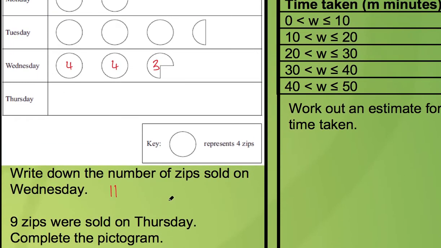9 zips were sold on Thursday, complete the pictogram. So 9 zips is represented by 4, 8 and 1 more, so that is a quarter out of the circle. So that represents 9 zips.